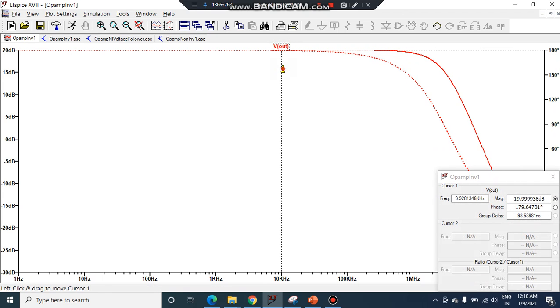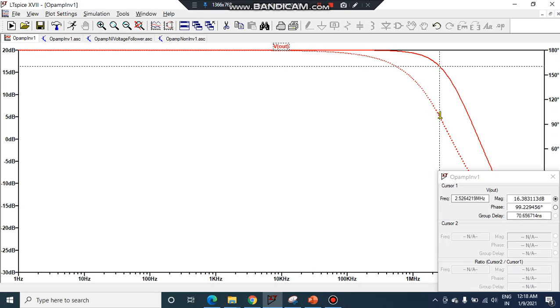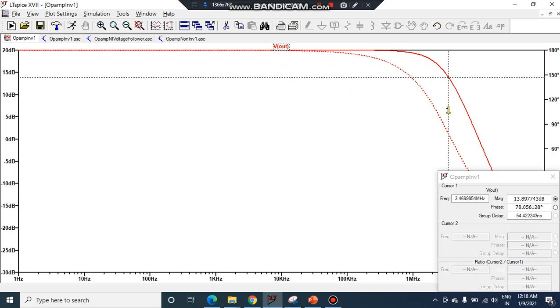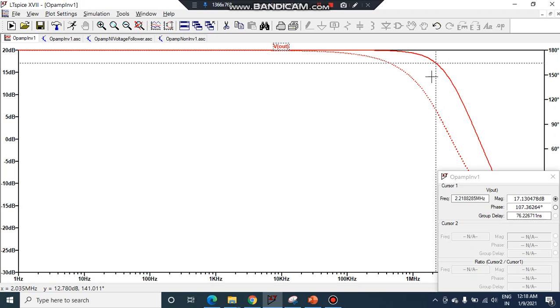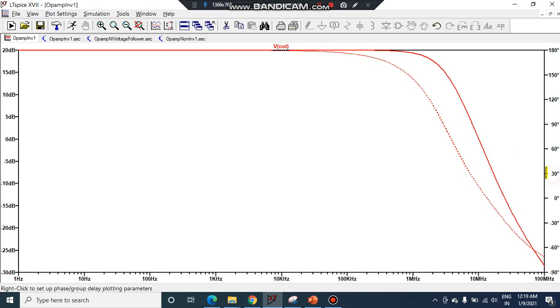So we can see what the cutoff frequency is also. This must be 17 dB. So this is nearly 17 dB, at which the frequency is 2.21 megahertz. So the upper cutoff frequency is 2.21 megahertz for this amplifier, and there is no lower cutoff frequency. And of course, the midband gain is 20 dB. So this completes our AC analysis of the amplifier.